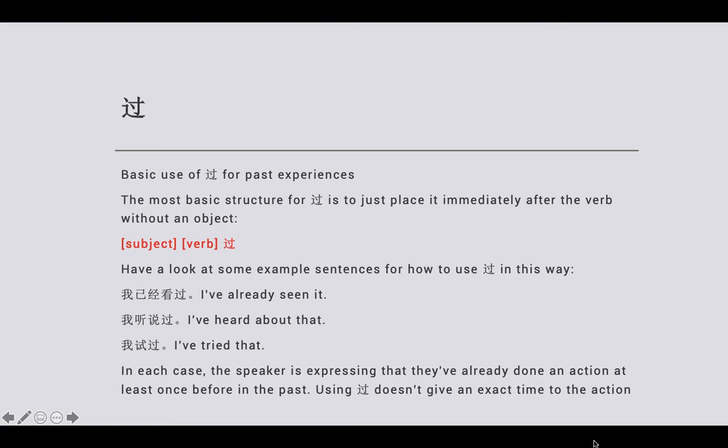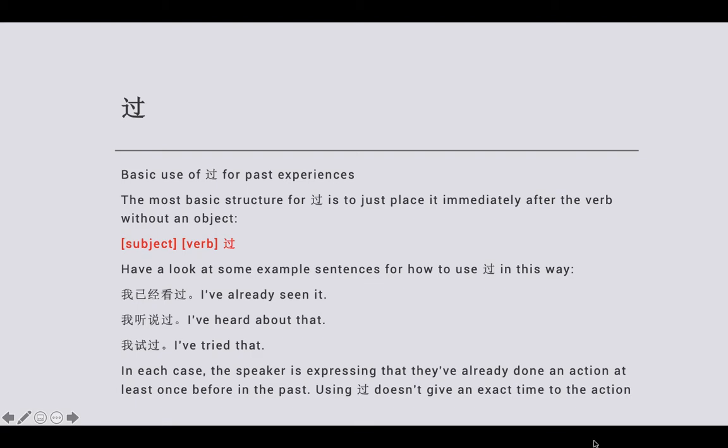我听说过。我听说过。我, the subject, I. 听说, hear about. 过, it is a particle indicating the past, for the present perfect. So, I have heard about it. Right? I have tried that. 我试过。试, try. 我试过。So in each case, the speaker is expressing that they have already done an action, and this action was in the past.